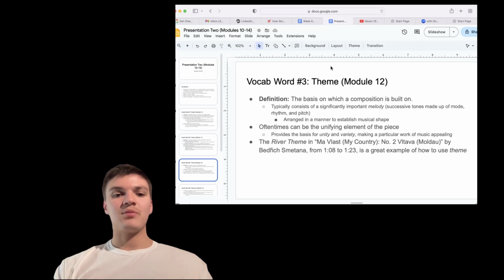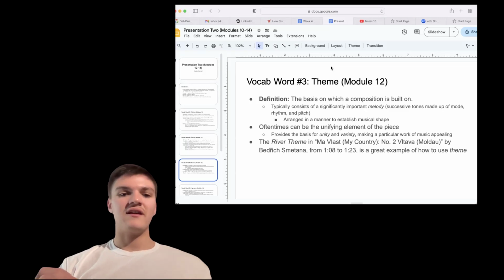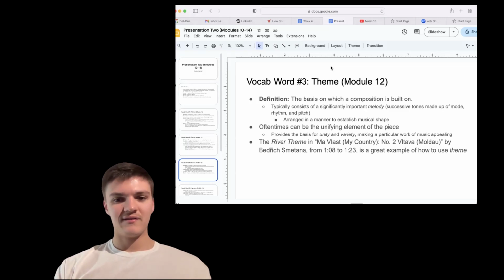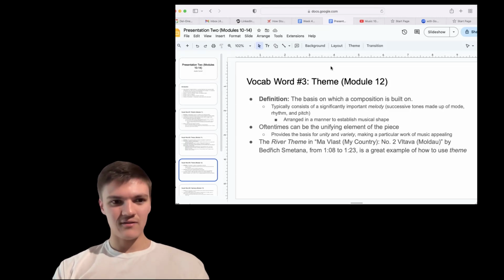So, an example of this would be the river theme in My Country, from the minute 8 to the minute 23 mark. This is a great example of how theme is utilized.